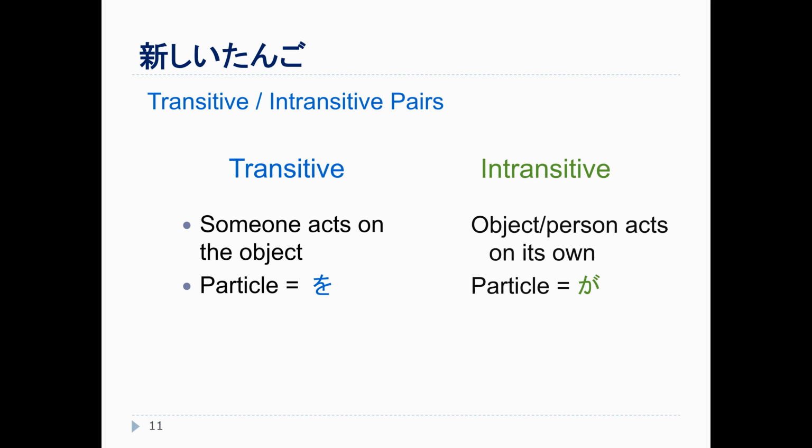So we have transitive verbs where somebody does an action to an object. These are verbs where we use the particle o. And we have intransitive verbs where an object or a person acts on their own about something. And these are verbs where we tend to have the particle ga. So o, transitive verb, or ga, intransitive verb. So we're going to look at a couple of examples using some of the new vocabulary from this chapter.